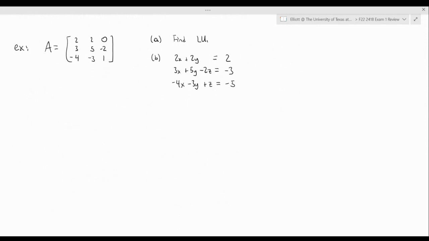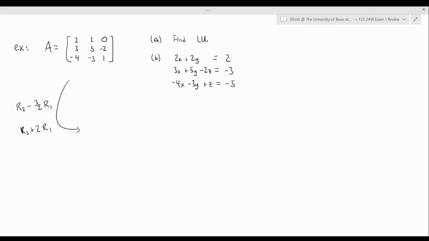So what we want to do is we want to reduce A to an upper triangular matrix. So first we need to eliminate the 3 and the -4 using the 2 as a pivot, okay? So we're going to do row 2 minus 3 over 2 row 1 and row 4 plus 2 row 1. Sorry, row 3, which has a 4 in it. So yeah, row 3 plus 2 row 1, okay?